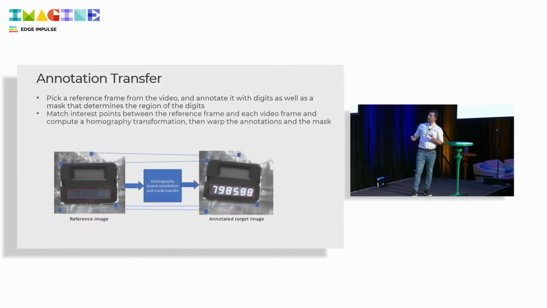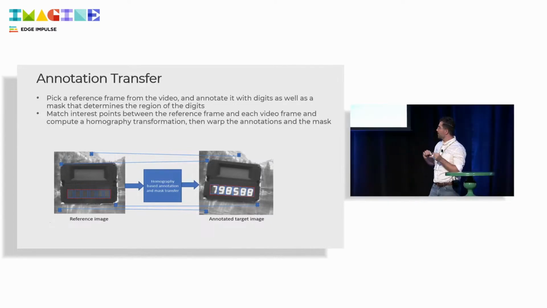And then we compute interest points. If you're familiar with SIFT, for example, you can use that, or any other interest points. We compute interest points on the reference image and on all of the target frames. Based on these, we match these interest points between the reference image and every frame, and the matching is done with a RANSAC algorithm. Based on the matching, you can compute a homography transformation, which you can apply to warp all of the interest points from the reference image to the annotated image. So we can then warp the annotations from the reference frame to the target frame, as well as the mask.